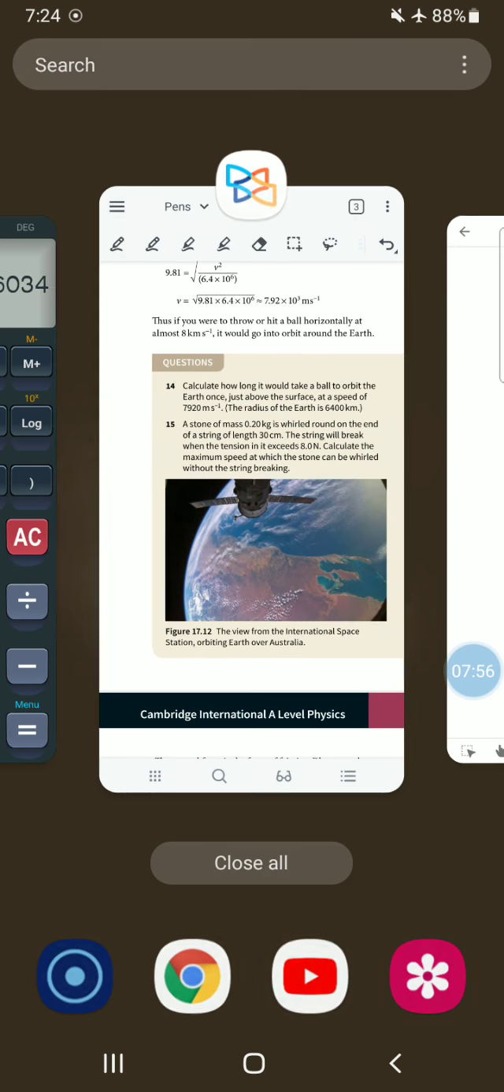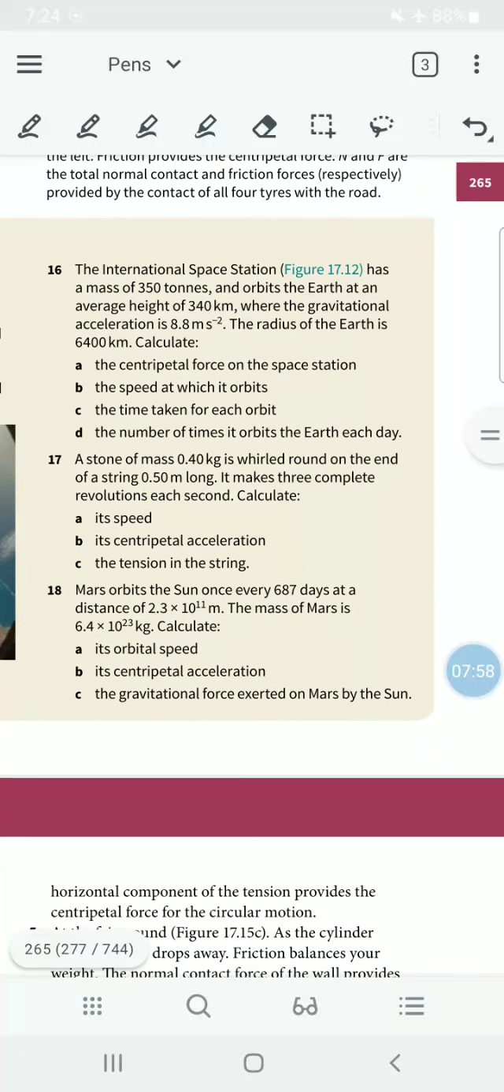That is question number 16. So these are the type of questions that you might get for your examination. Now, the International Space Station, ISS, has a mass of 350 tons and orbits the Earth at an average height of 340 kilometers, where the gravitational acceleration is 8.8 meters per second squared. The radius of the Earth is 6,400 kilometers.